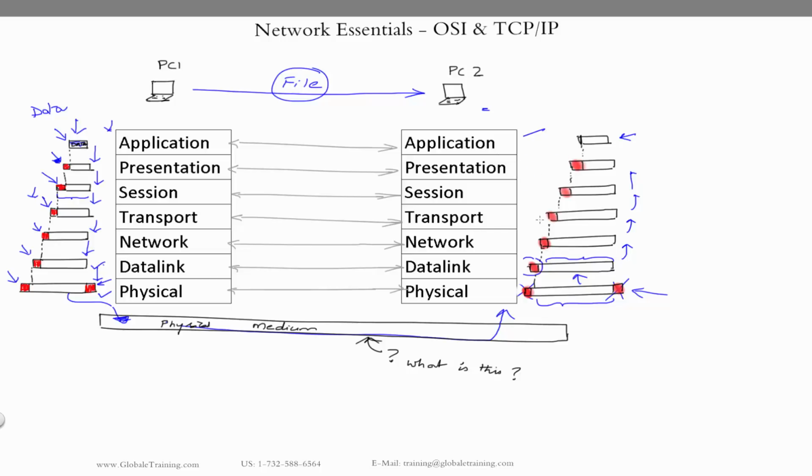So the whole point here is when the packet or the data is sent from PC1 to PC2, the packet gets built with all these headers and then a trailer on the source machine, and as the packet goes up on the destination PC, the headers that were added are read and removed, and the final data reaches the very top layer, which is the application layer.